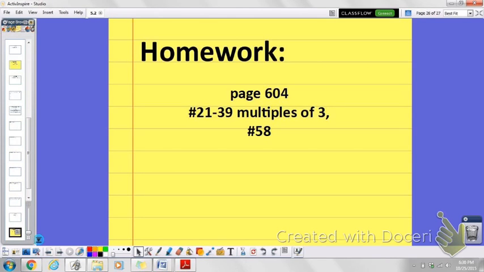So that should get you going pretty good on our homework, which is page 604, 21 through 39, multiples of 3, and number 58. Use the remainder of class to work on this homework, and you will turn it in first thing tomorrow when you get into class.